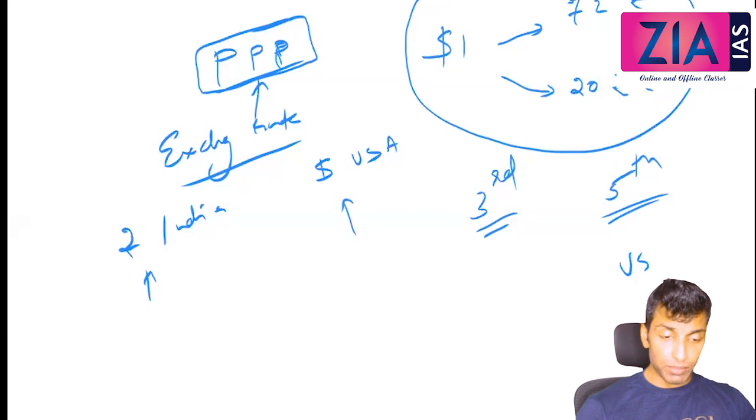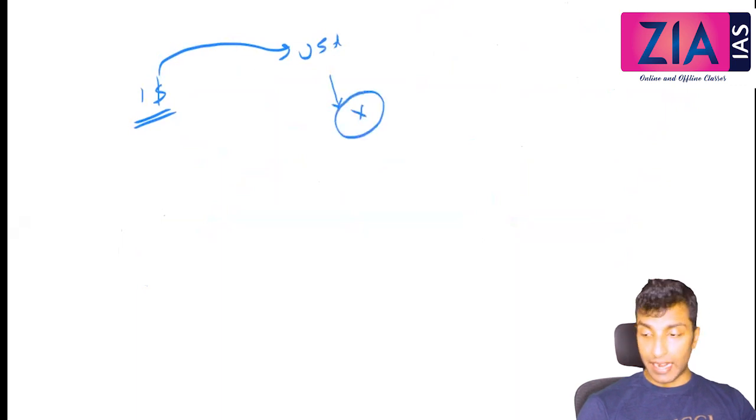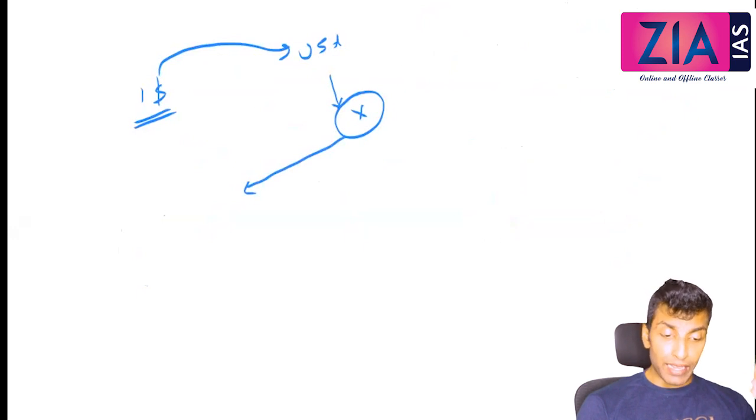Okay, now in simple terms, let's suppose you have $1. Okay, with this $1, what can you buy in US? Let's suppose you can buy item X. These items should be standardized items that should be available everywhere. So to buy this item X, maybe a McD burger. Okay, it's a standard item, it is there everywhere. So to buy this in India, how much do you need to pay? This is what we mean by the purchasing power parity exchange rate.